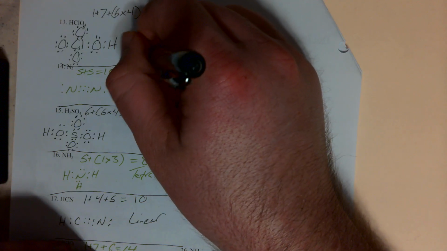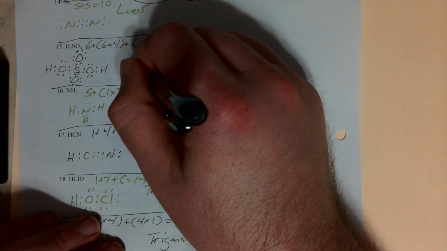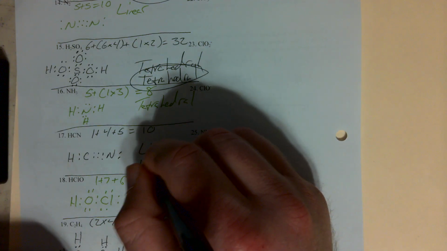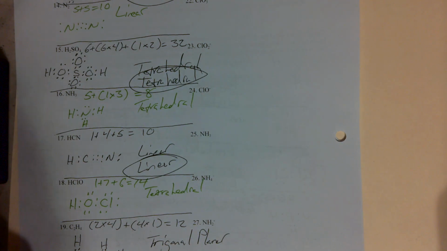If I look at number 13, base shape is tetrahedral, 1, 2, 3, 4 atoms around it. That means the molecular shape is also tetrahedral. Same thing with number 15, 1, 2, 3, 4 different atoms. Number 17, we have a linear shape. Linear can only be linear when it comes to its molecular shape.